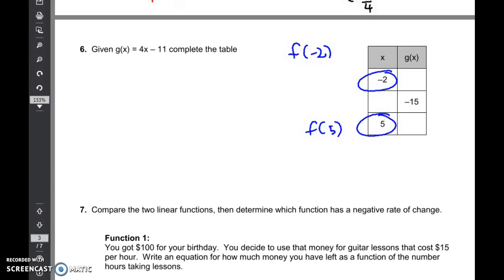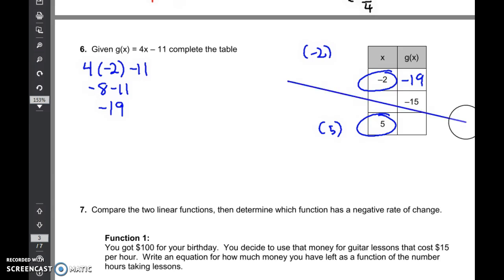So if x is 2, I plug in negative 2. 4 times negative 2 minus 11. You can use your calculator. And we get negative 19. So we write over here negative 19. It does say f. I'm sorry, it says g. Let's write that real quick. So g of negative 2, g of 5.